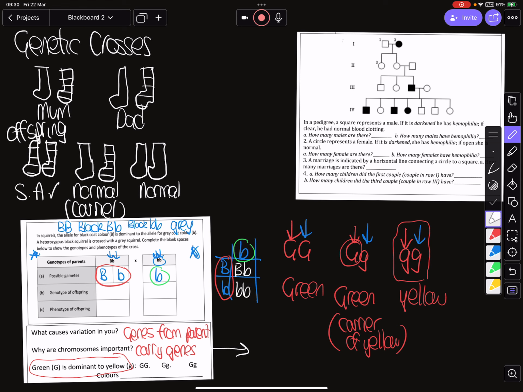So then what do those offspring look like? We know now big B, small b is going to be black, and we know small b is going to be grey. So now we're ready to fill in our table. So our offspring, in this instance, the babies that we make, are going to look exactly like the parent. One of them is going to be black, and the other one is going to be grey.